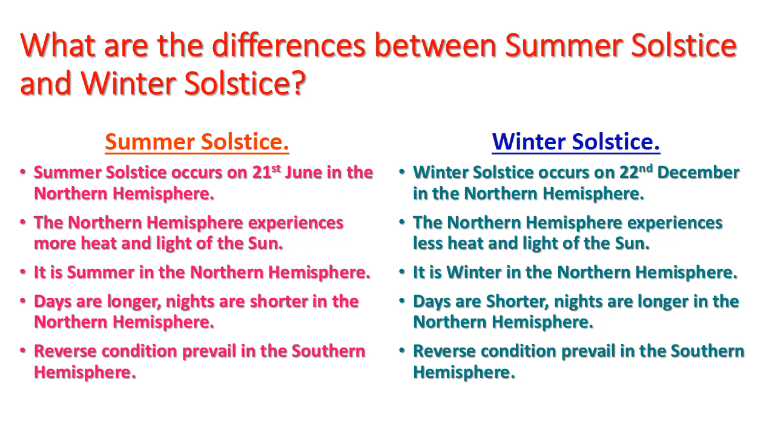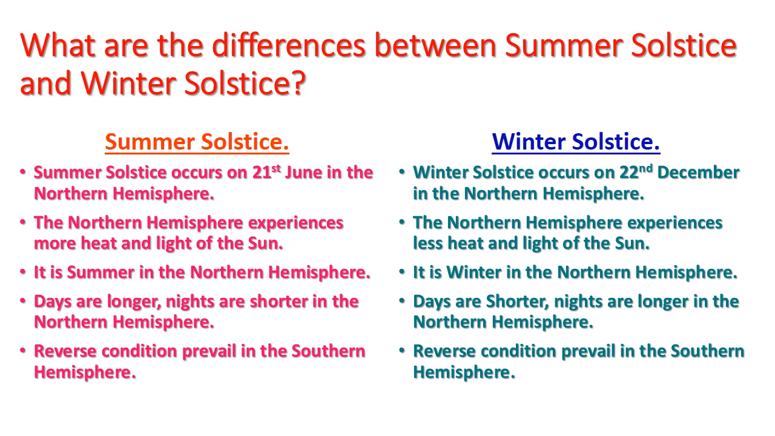Days are longer and nights are shorter in the northern hemisphere on 21st June. Days are shorter, nights are longer in the northern hemisphere on 22nd December. In the same way, on 21st June, winter solstice occurs in the southern hemisphere. On 22nd December, summer solstice occurs in the southern hemisphere.